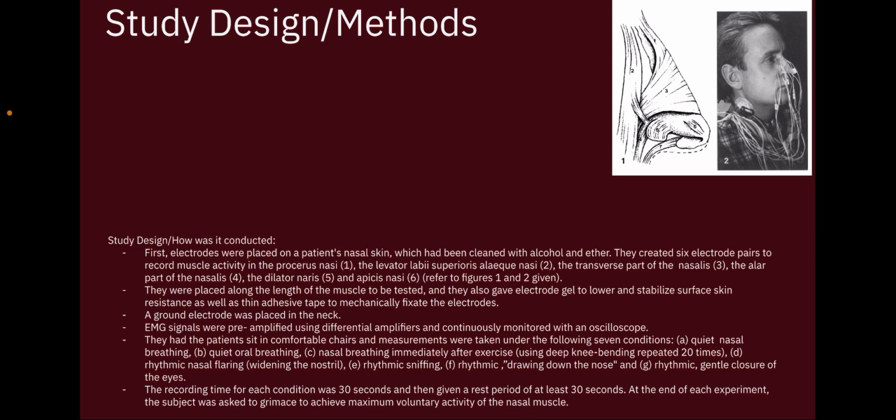A ground electrode was placed in the neck, and then EMG signals were pre-amplified using differential amplifiers and continuously monitored. They had patients sit in comfortable chairs and had 7 different conditions that they recorded measurements in to show the different connections. The recording time for each was 30 seconds and then a rest period of 30 seconds. At the end, the subjects were asked to grimace or scrunch their nose to achieve maximum voluntary action of the nasal muscle.